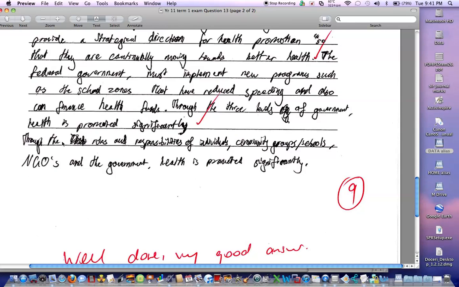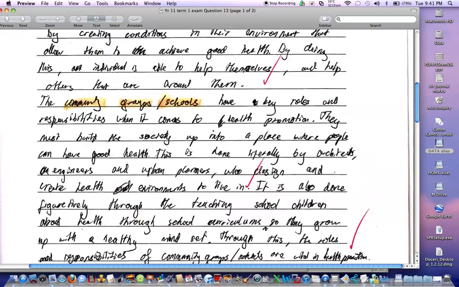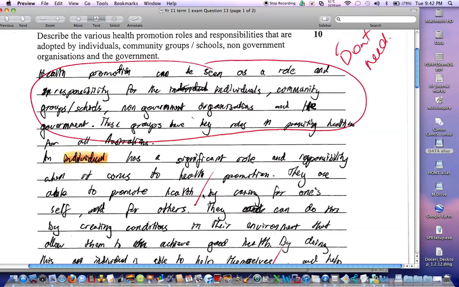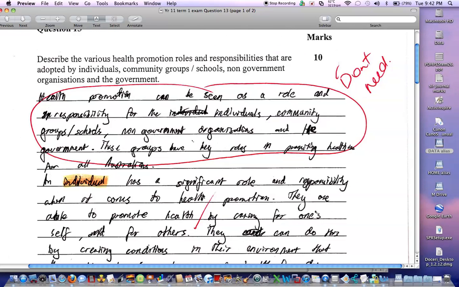And then down the bottom we just wrote, through the roles and responsibilities of individuals, communities, groups, schools and NGOs and government, health is promoted significantly. What you'll notice is this student got a 9 out of 10, and the reason why he lost his mark would be for me, or he didn't get his mark, is that there wasn't a real clear, in my eyes, a real clear example given here for individual of its role for health promotion. And that's why he got a 9 out of 10.